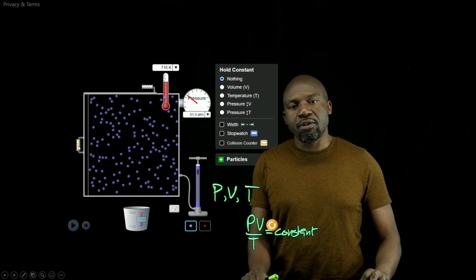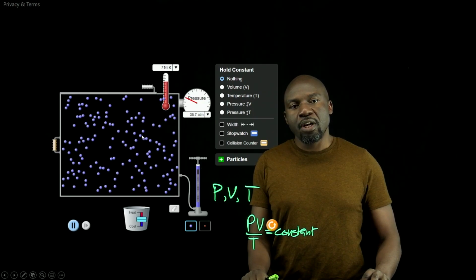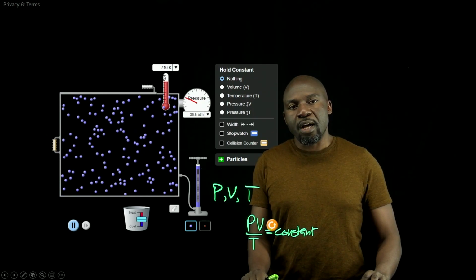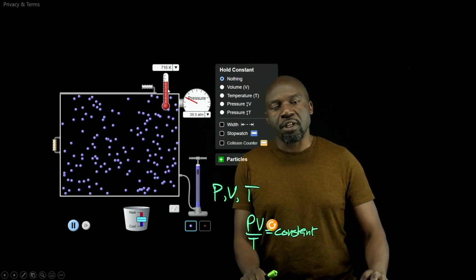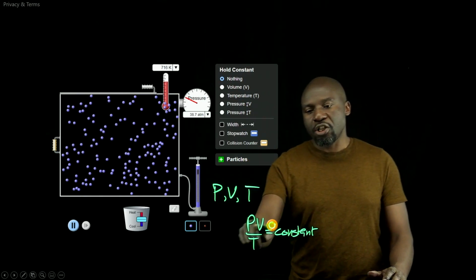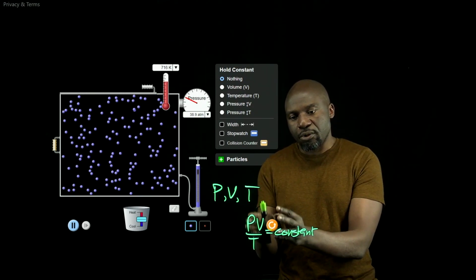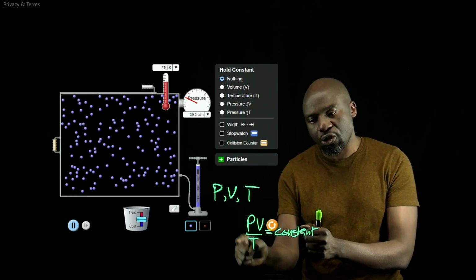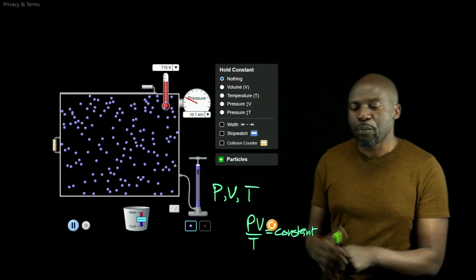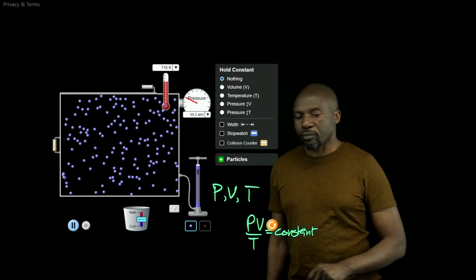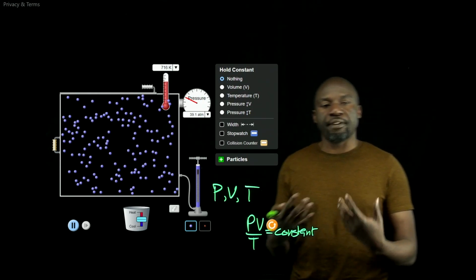If I reduce the volume, or I increase the volume, the pressure decreases and the temperature also decreases. So if changing any of these three causes the other two also to change, then this ratio is always constant. And this is the equation for the state of an ideal gas.